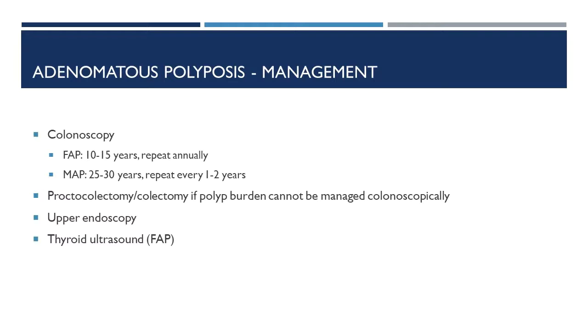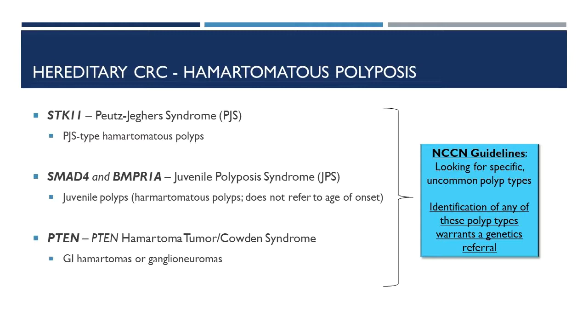The hamartomatous polyposis syndromes include Peutz-Jeghers, juvenile polyposis, and PTEN hamartoma tumor syndromes, the latter representing a spectrum including Cowden syndrome. The polyps seen in these syndromes are uncommon, and the presence of any of these polyp types, including PJS-type polyps, juvenile polyps, and GI hamartoma or ganglioneuromas, warrants a genetics referral. These syndromes can be multi-system and highly variable in presentation, characterized by increased risk for malignancy and other non-cancerous features.